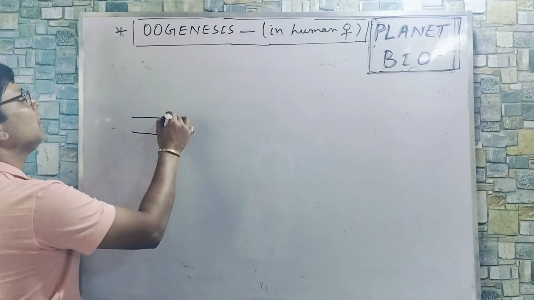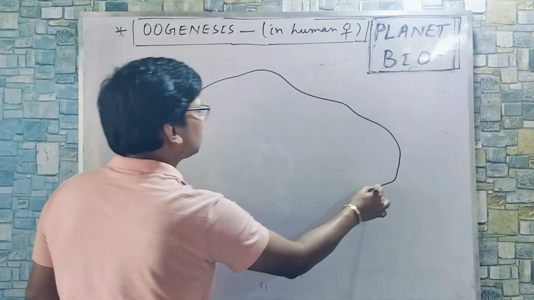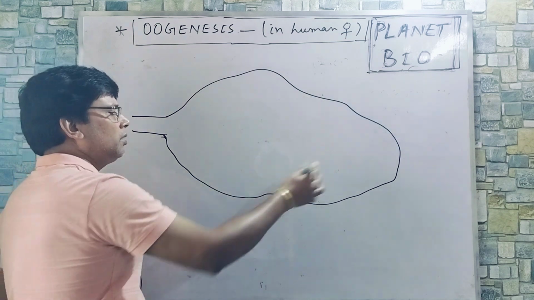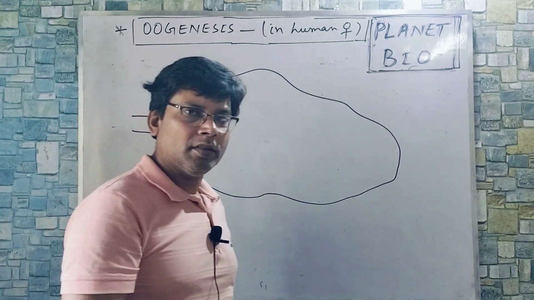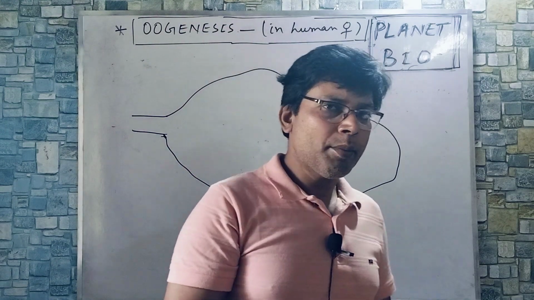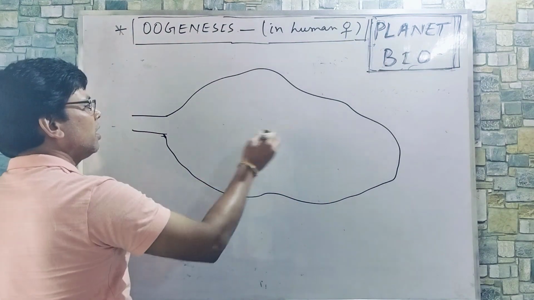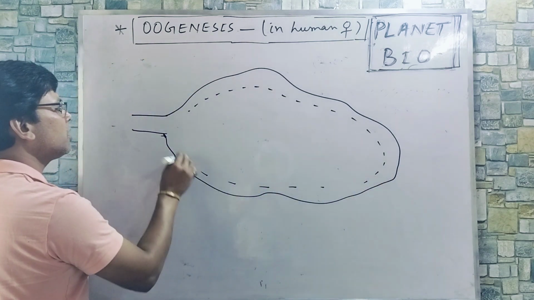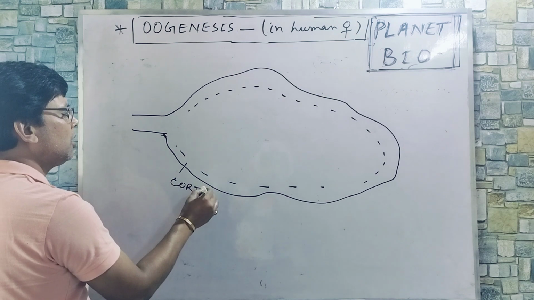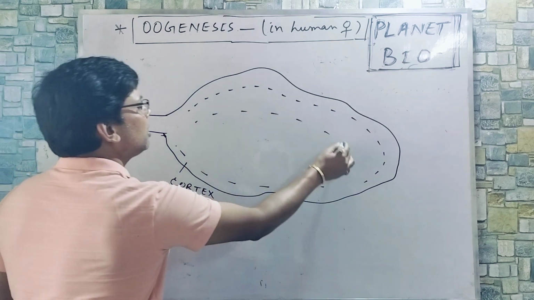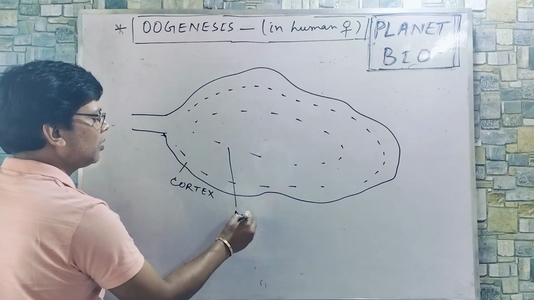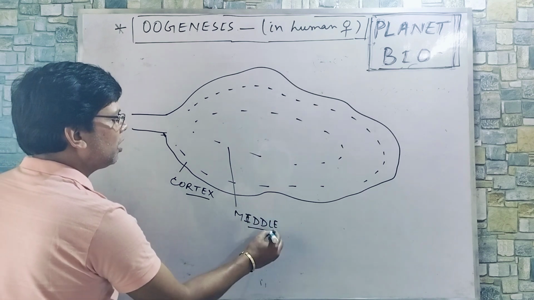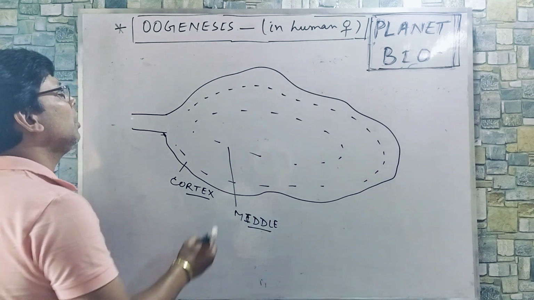Now we can see the section of an ovary. This is the ovary, single ovary of a human female. And here what happens, you can see the stroma is there. And this stroma is divided into two parts. Peripheral cortex, this is cortex, right? And this is medulla. The outer part is cortex and inner part is medulla.